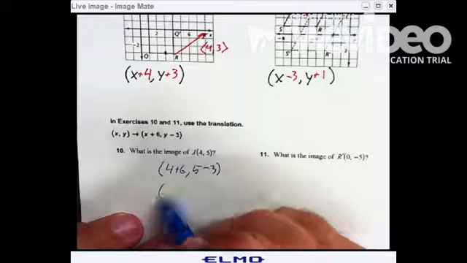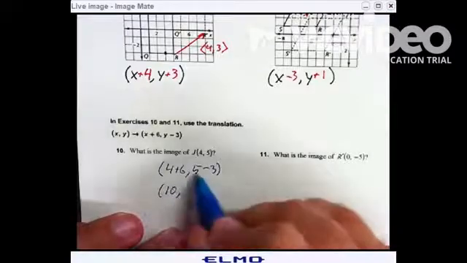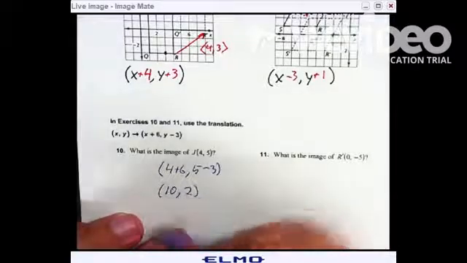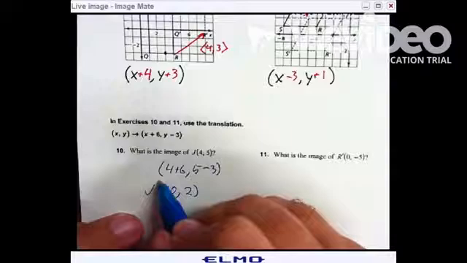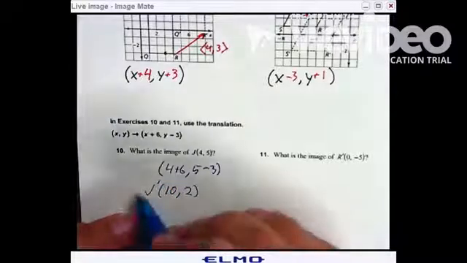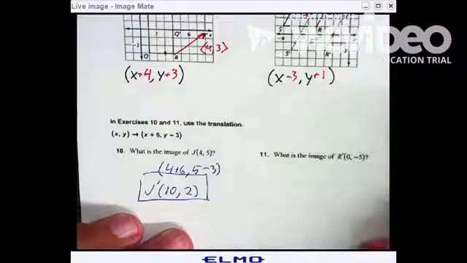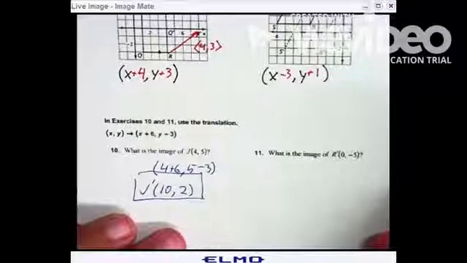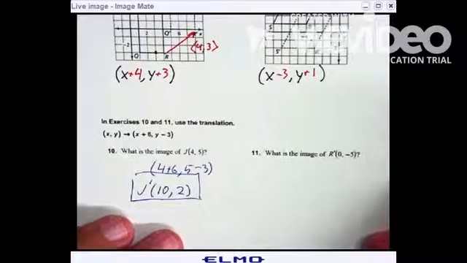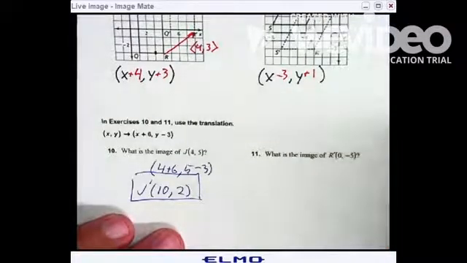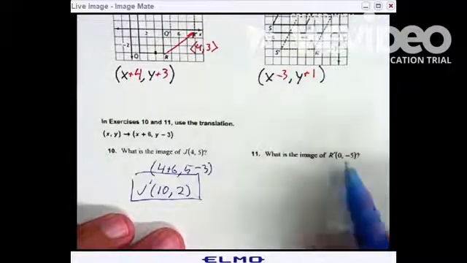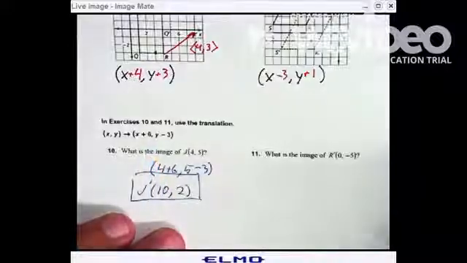Well, that's easy enough to do. 4 plus 6 is 10. 5 minus 3 is 2. So these are the coordinates of the image, J prime. Just like that. Pretty simple, right? Okay, what I want you to do, pause the video real quick, and I want you to work out number 11. What is the image of R prime? Just take the R, plug it into your equation.